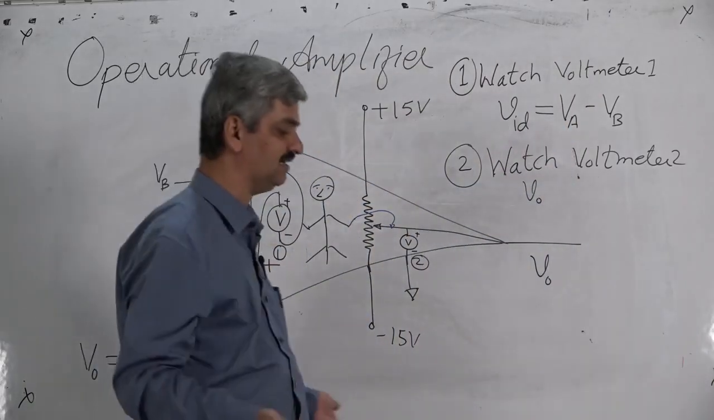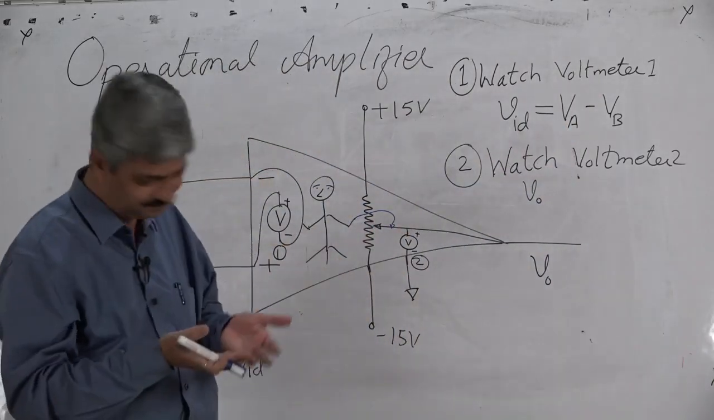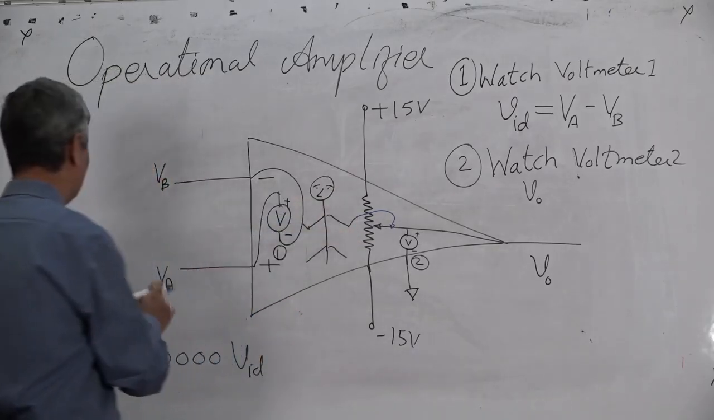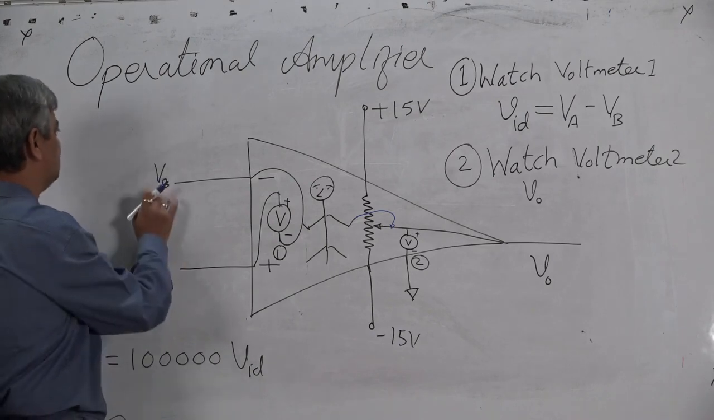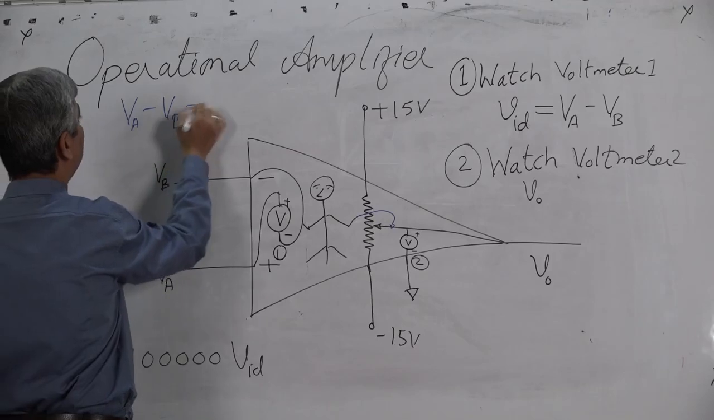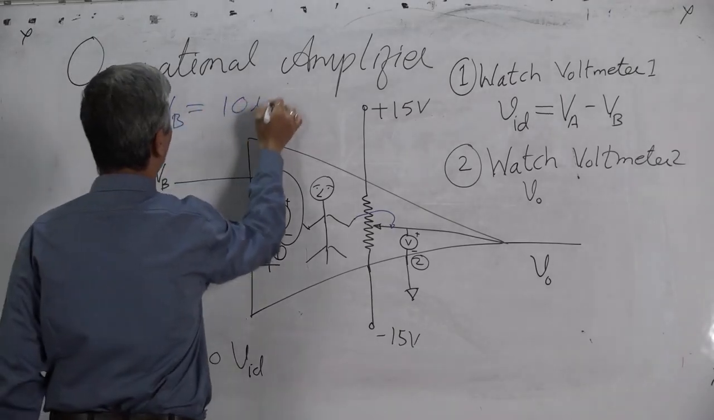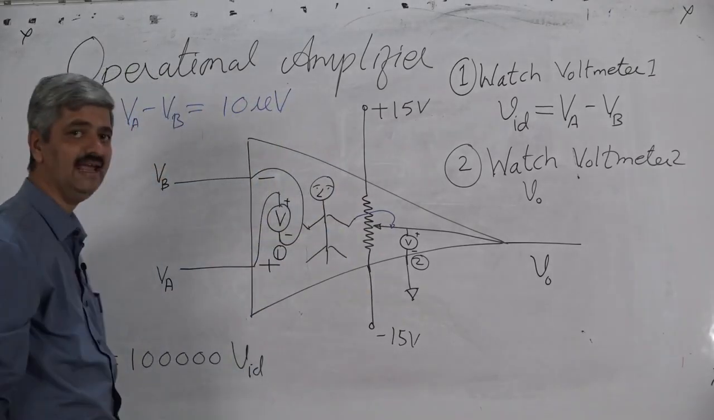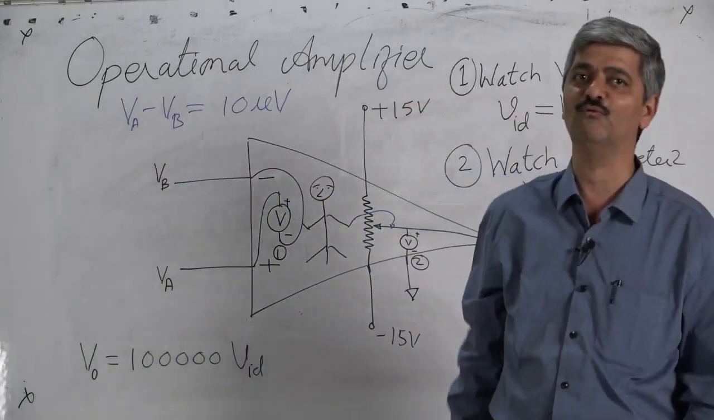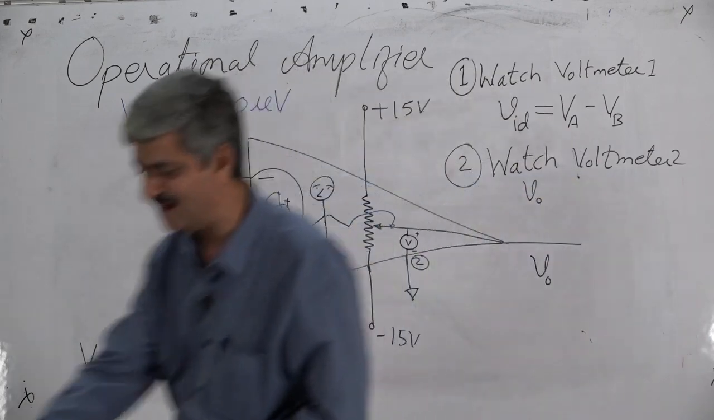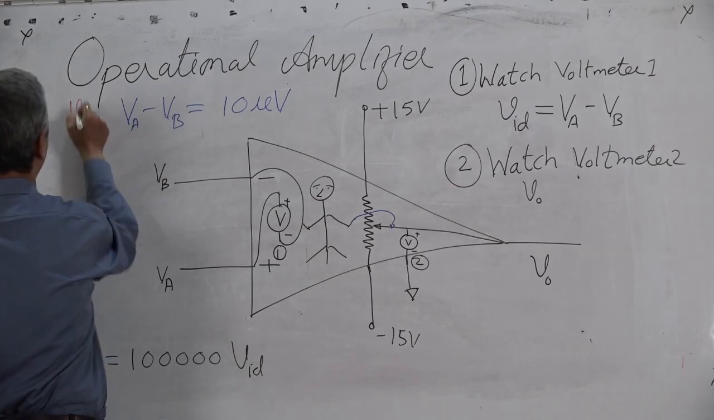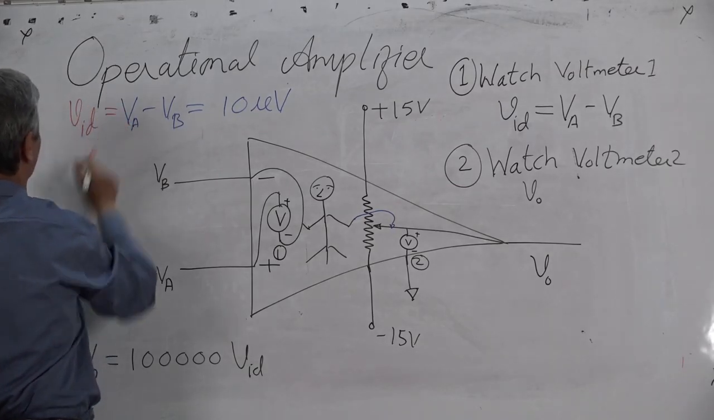If not, let me give an example. Suppose when you start, at the starting point, the potentiometer may be anywhere. So suppose VA is something, VB is something, and VA minus VB is say 10 microvolts. VA minus VB is nothing but what we call VID. So VID is 10 microvolts.